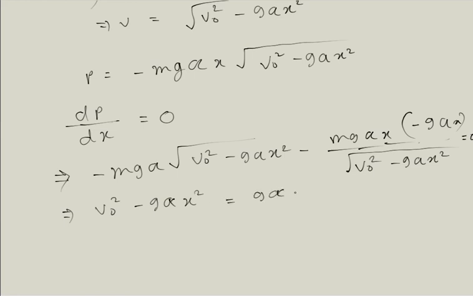Now solving this equation, we will get v0 square minus g alpha x square equals g alpha x square. So x will be equal to v0 divided by the square root of 2g alpha.